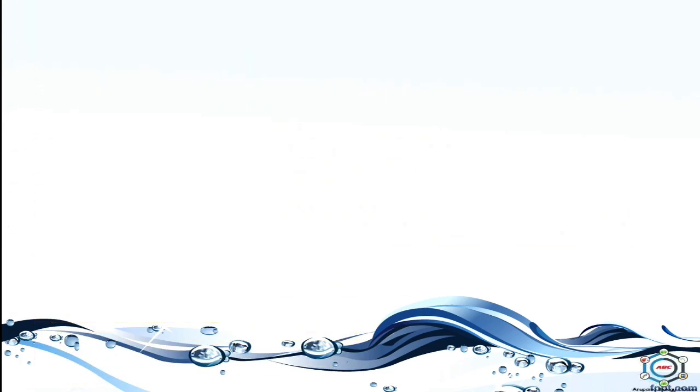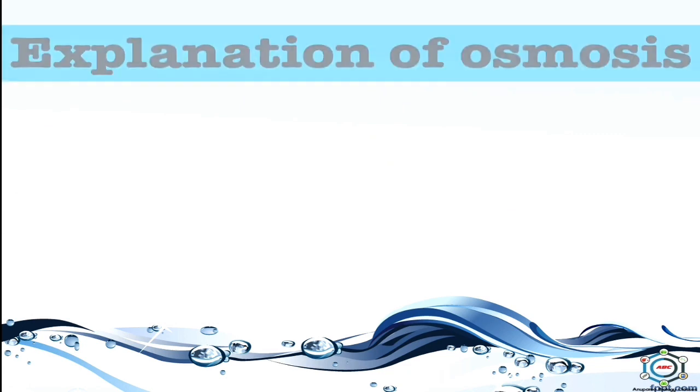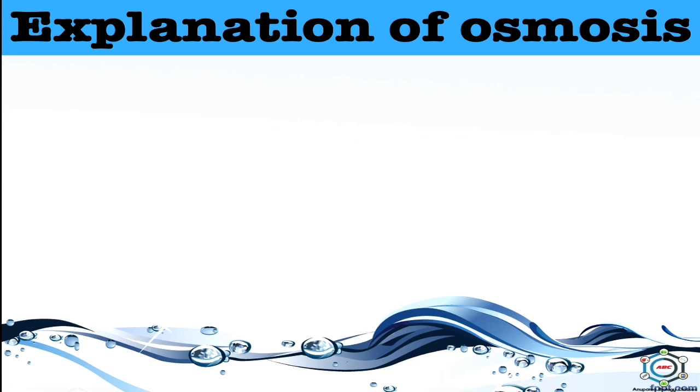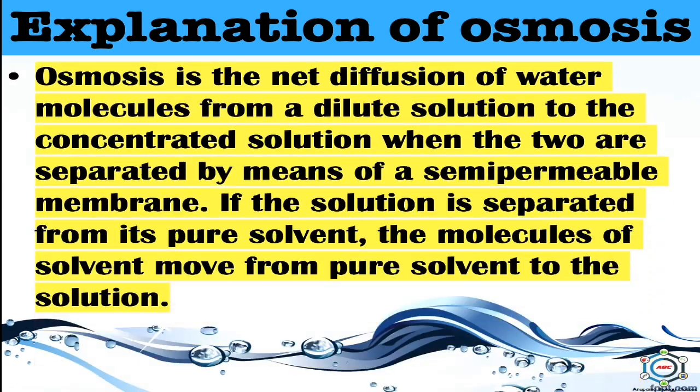Now, our first topic is osmosis. Here we can see the explanation of osmosis. Osmosis is the most important physical process that brings about the movement of water in living systems as well as in their environments. Osmosis may be defined as the net diffusion of water molecules from a dilute solution to the concentrated solution when the two are separated by means of a semi-permeable membrane.